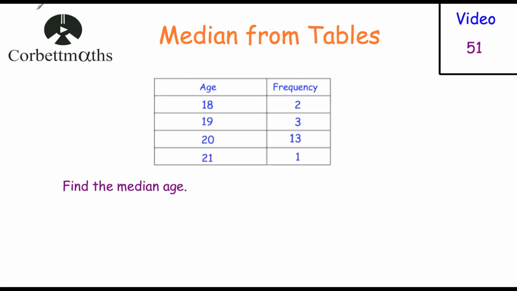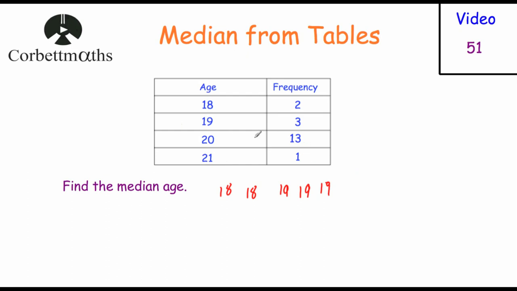Okay, our next topic is to find the median from a table. So the median is the middle value. So if you look at this table, we're trying to find the middle value. So one way to do it is to arrange them all in order. So we could write down 2 18-year-olds, 3 19-year-olds.